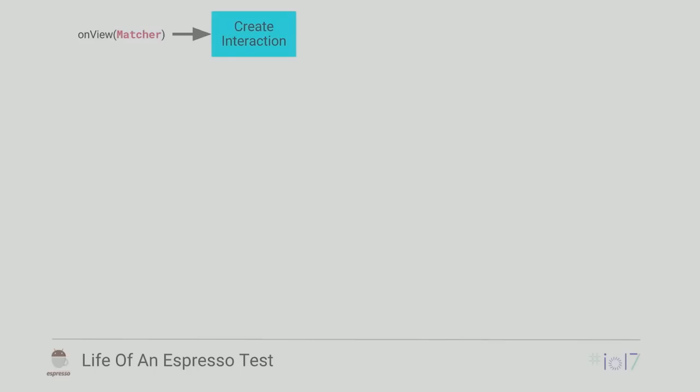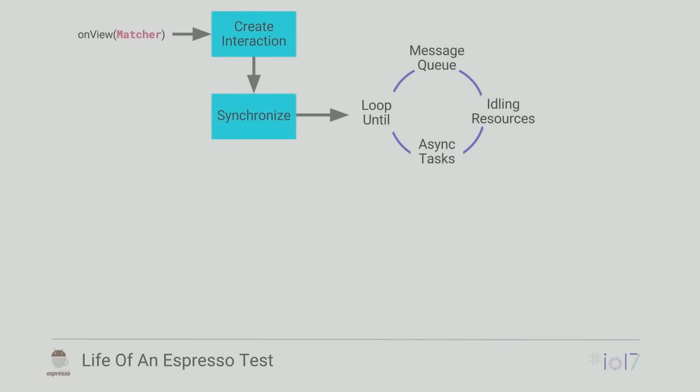But in order to provide you such a simple API, there are a lot of things that need to go on under the hood. So let's look at how Espresso works. When you call onView and give us your matcher, the first thing we're going to do is create a view interaction for you. Then the next thing is we make sure that your app is in an idle and sane state before we are ready to interact with it.